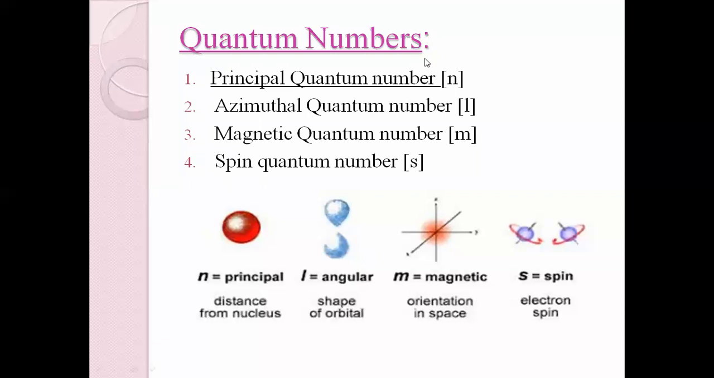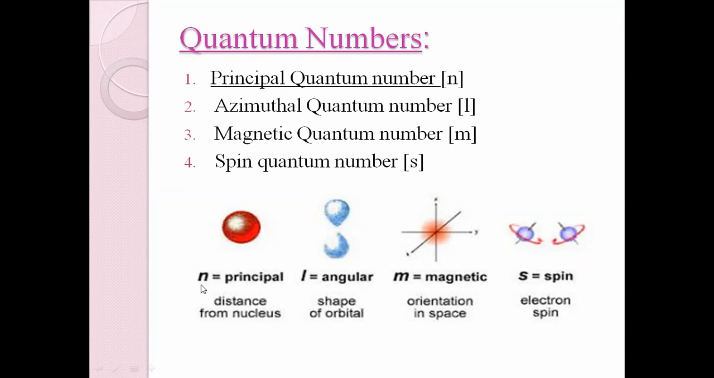Correct. Principal quantum number is represented as n. Azimuthal quantum number is represented as small l. Magnetic quantum number as small m, and spin quantum number is represented as s. Now, the principal quantum number n is given, the shape is given over here. ये क्या डिनोट कर रहा है? ये बोल रहा है कि I am the principal quantum number and I am going to say about the distance of the shell from the nucleus, which is denoted as n.